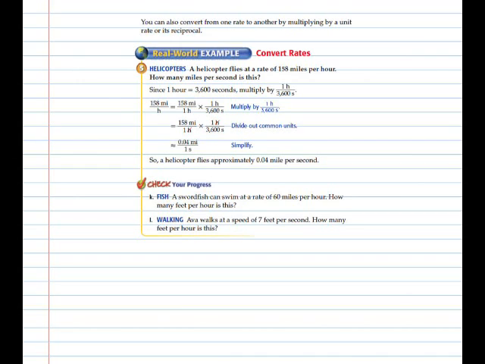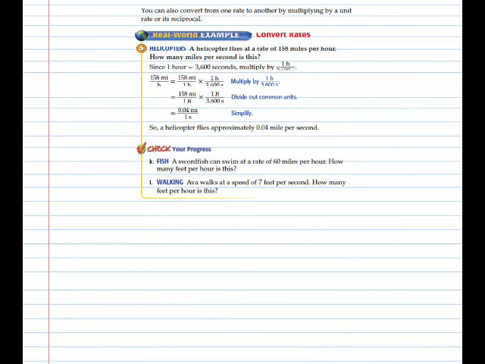You can also convert from one rate to another by multiplying by a unit rate or its reciprocal. The helicopter flies at a rate of 158 miles per hour. How many miles per second is this? Well, 158 miles in 1 hour times the unit ratio of 1 hour equals 3,600 seconds. I divide by the common unit, in this case hours. I get 158 miles in 3,600 seconds, which simplifies to about 4/100 of a mile per second.